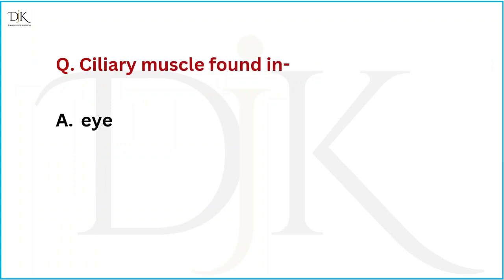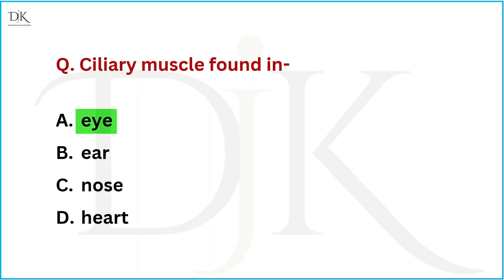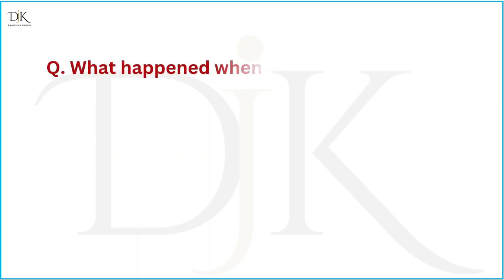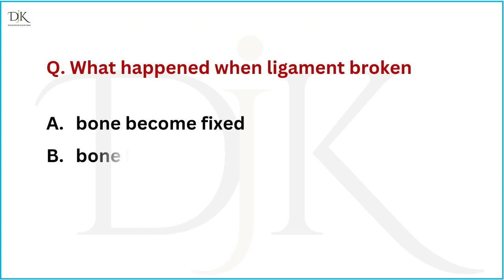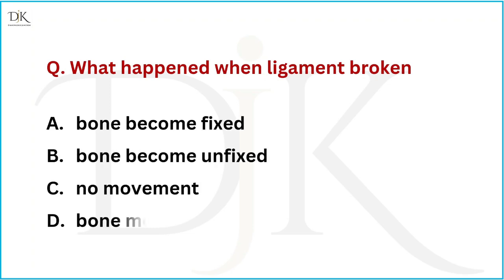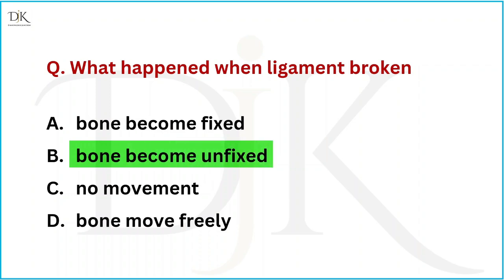Ciliary muscle found in? Right answer is eye. What happened when ligament broken? Right answer is bone become unfixed.